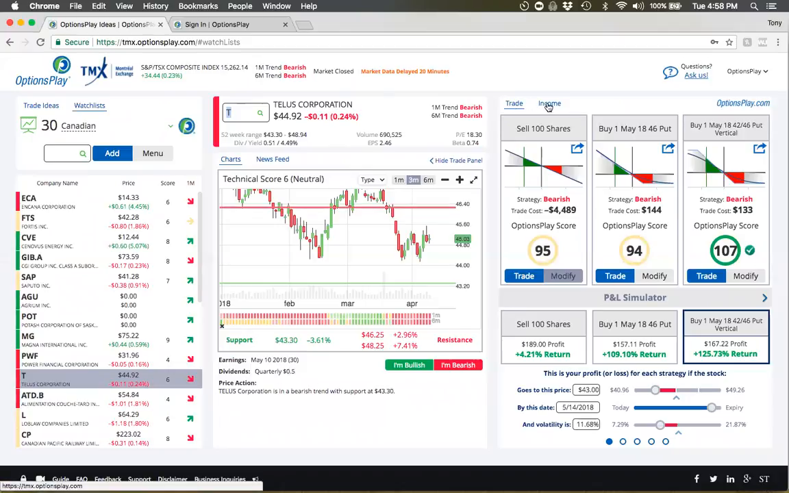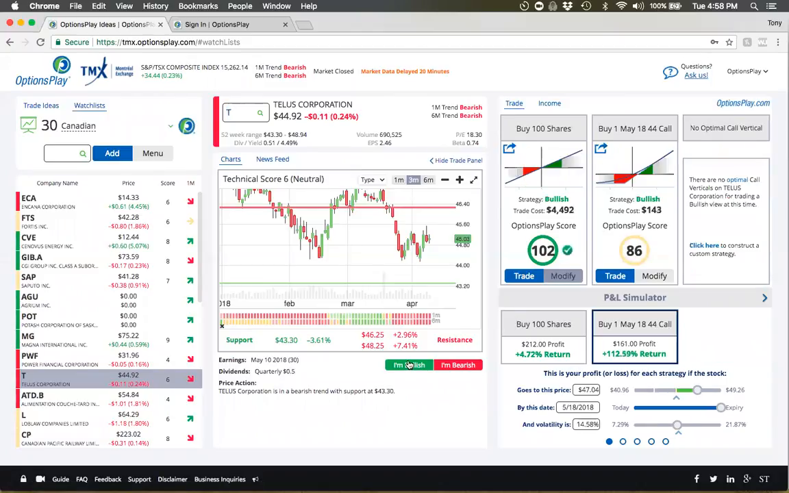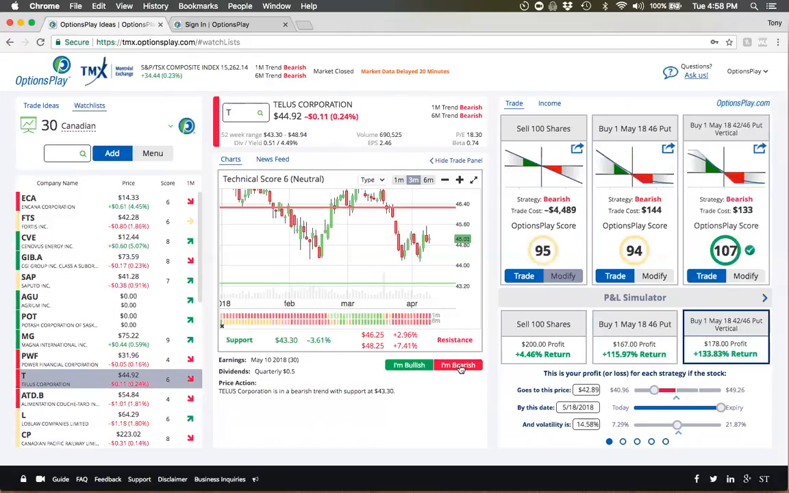And then lastly, trading and income. This is designed to help you quickly find strategies that make sense regardless of what your views are on the underlying stock. You can always click on I'm bullish to be presented with some bullish strategies, I'm bearish to be presented with some bearish strategies, and then the P&L simulator so that you can quickly identify which strategy is best suited for you.